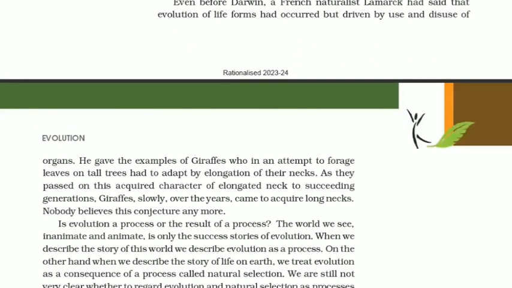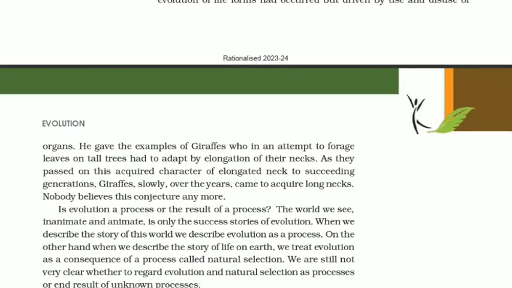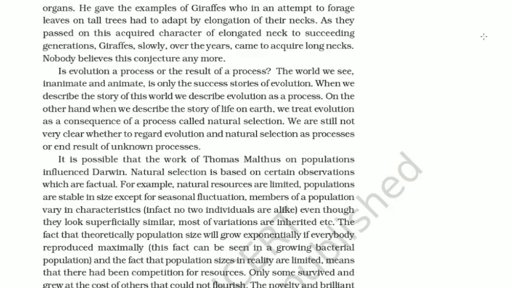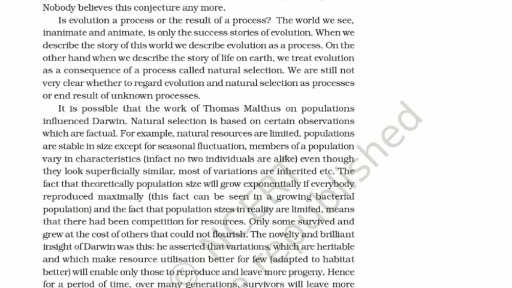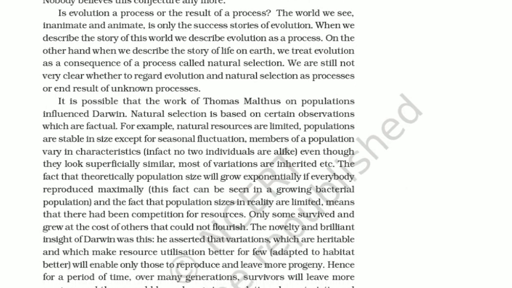Even before Darwin, a French naturalist, Lamarck, had said that evolution of life forms had occurred but driven by use and disuse of organs. He gave the examples of giraffes, who, in an attempt to forage leaves on tall trees, had to adapt by elongation of their necks. As they passed on this acquired character of elongated neck to succeeding generations, giraffes slowly over the years came to acquire long necks. Nobody believes this conjecture anymore.